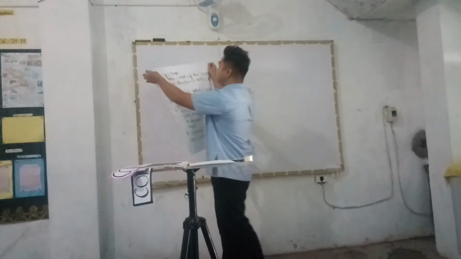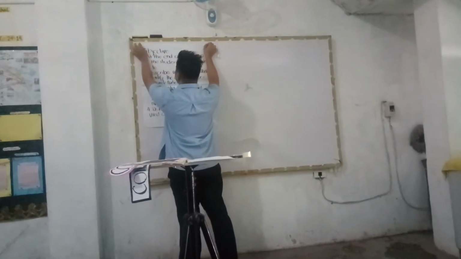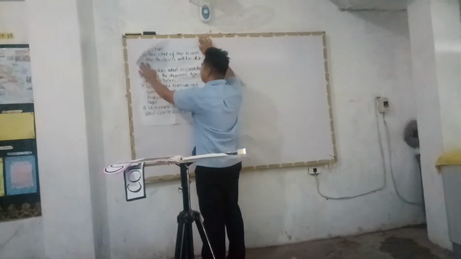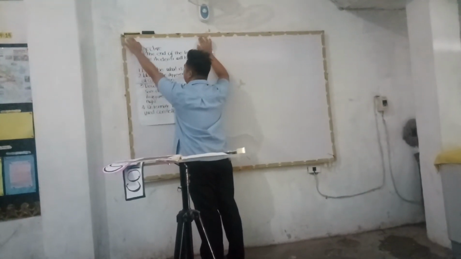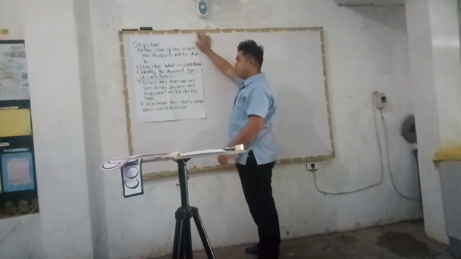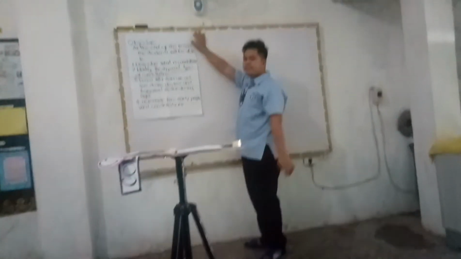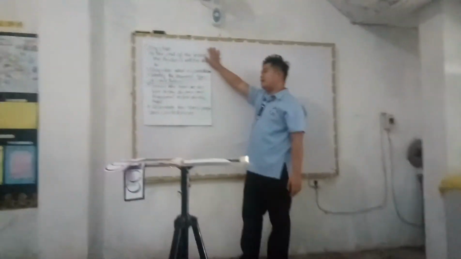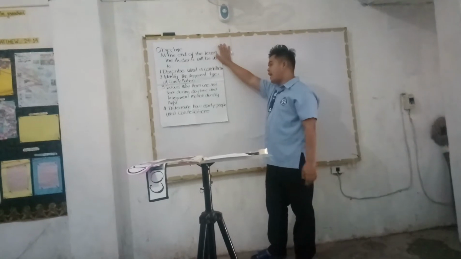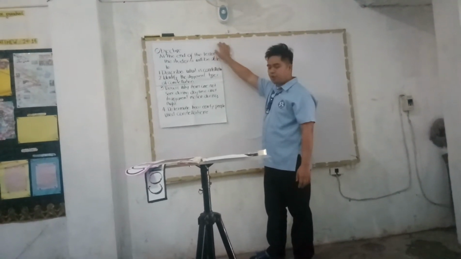And for today we will have a new topic. Our objective for today is, at the end of the lesson, the students will be able to describe what is constellation, identify the different types of constellation, discuss why stars are not seen during daytime and their apparent motion during night, and determine how early people used constellations.